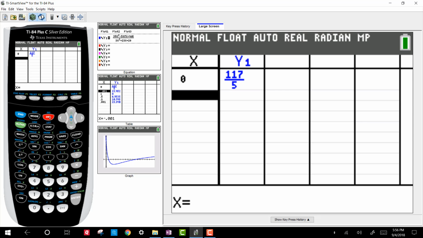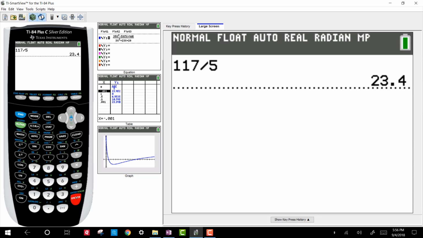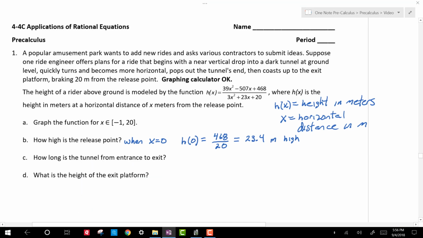So let's quit out of here. Let's hit the second key and quit. And let's just do 117 divided by 5. Hey, look at that, 23.4 meters. That's exactly what we got. All right? So that's question B right there.